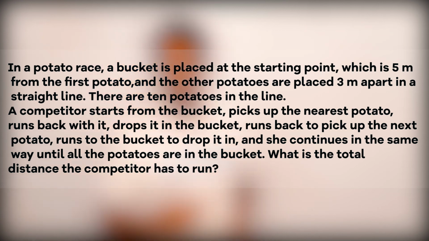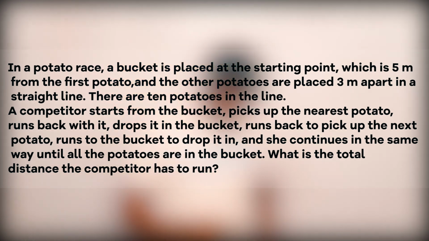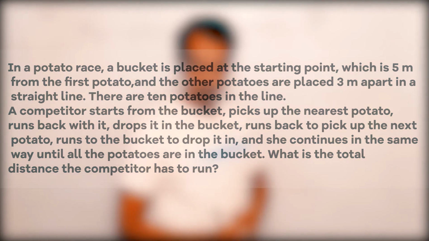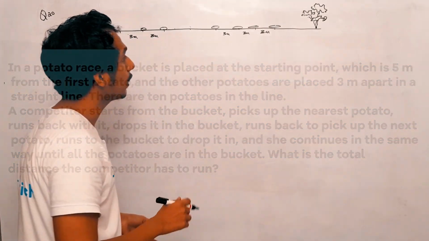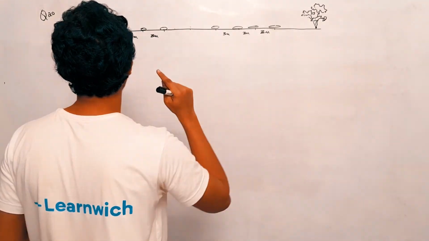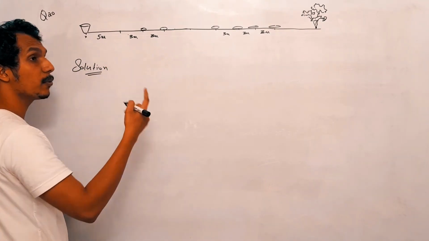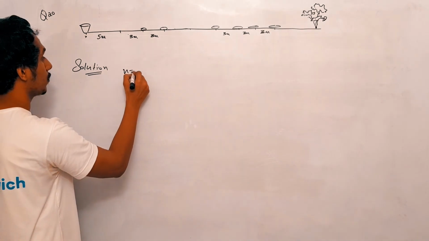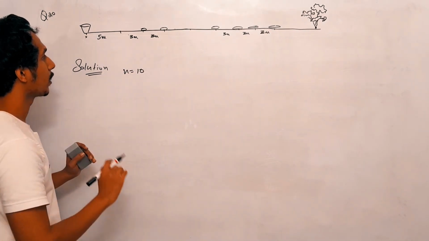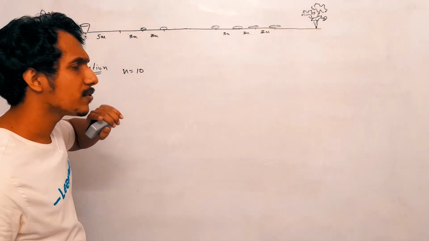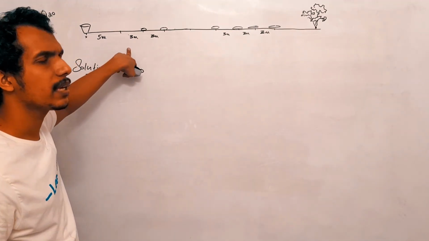Now what is the total distance the competitor has to run? So that is the question. Let's solve it and find out. Please pay attention. We'll start by writing the given data. How many potatoes are there? There are n potatoes. But you have to pay attention to what is happening here exactly.